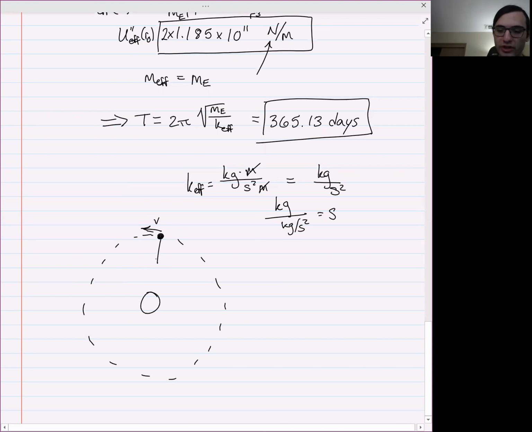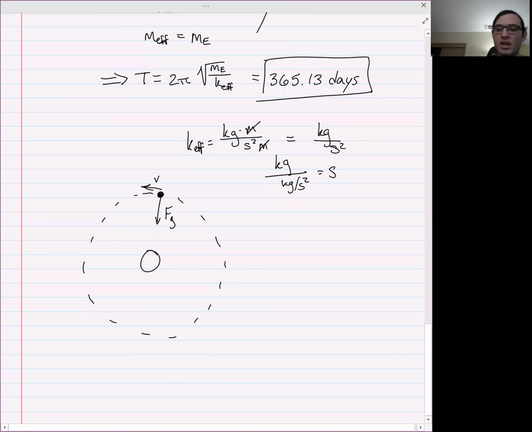So the force points this way, and if that's the only force in the system, then we get that F net, which is equal to ma. Now this is centripetal acceleration because it's moving in circular motion, so I'll put a c there. And F net in this case is minus GMm over r squared times r hat.